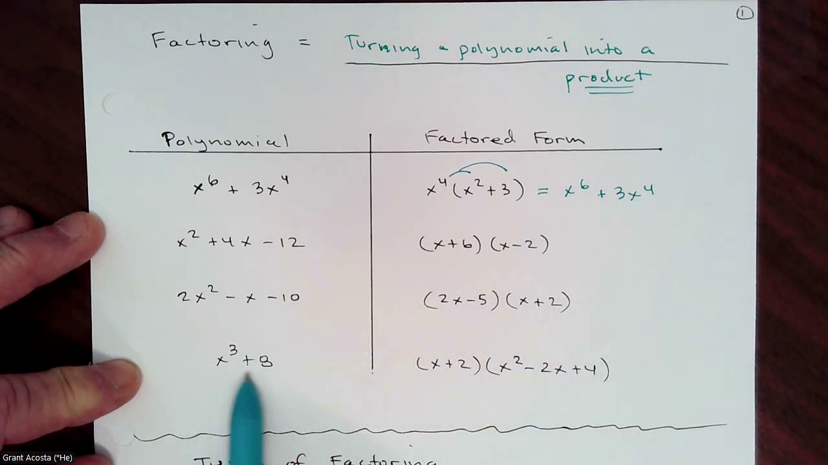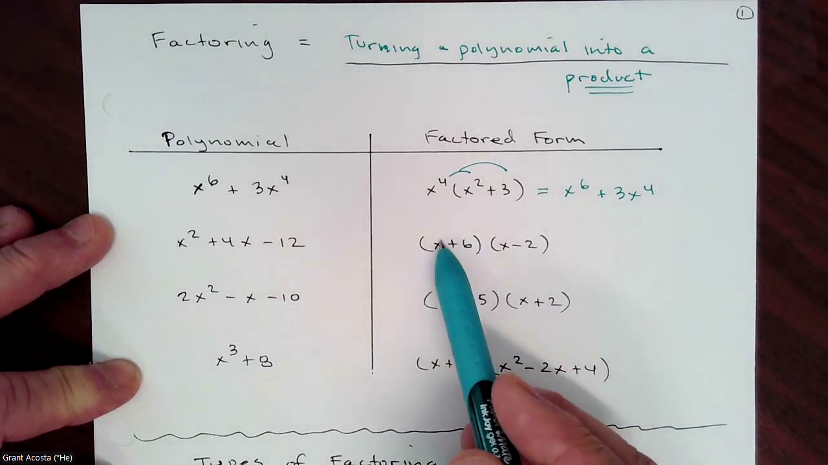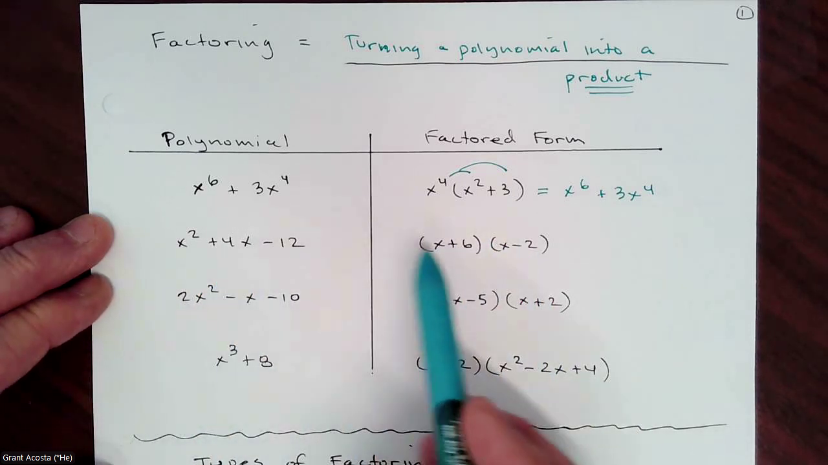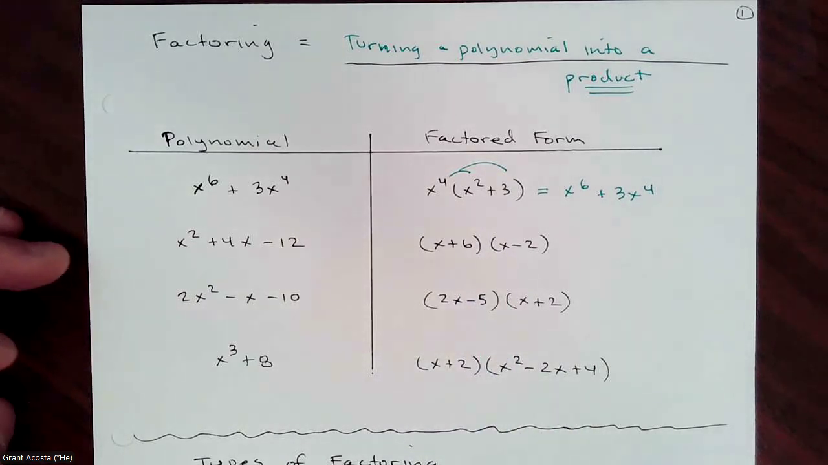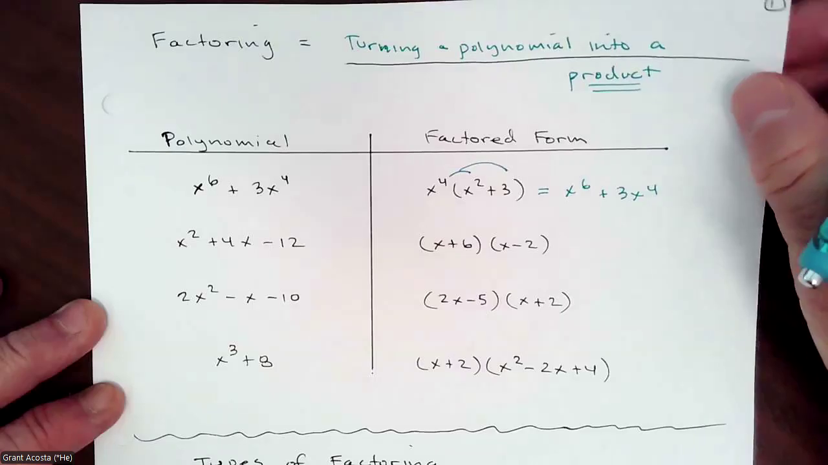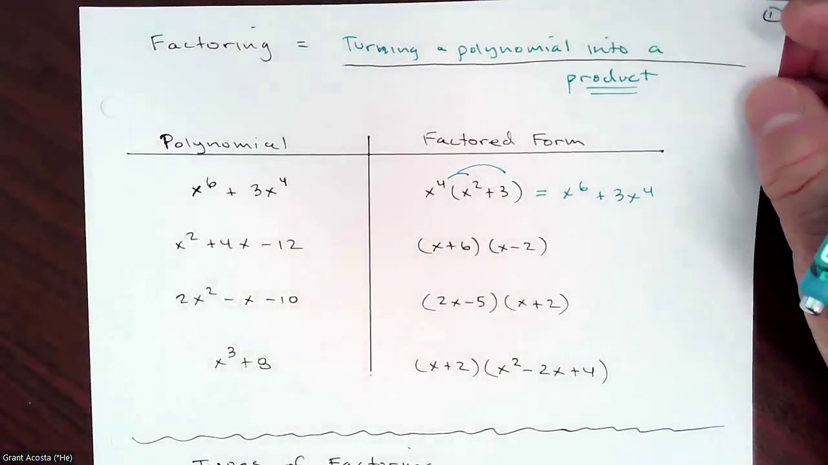And what sometimes feels weird is even this little tiny polynomial, x cubed plus 8, when you write it in factored form, looks like this. So the challenge is, we know how to multiply this out and get to the polynomial. The challenge is getting from the polynomial into the factored form. So there's a few techniques for doing that, and that's what we're going to talk about.